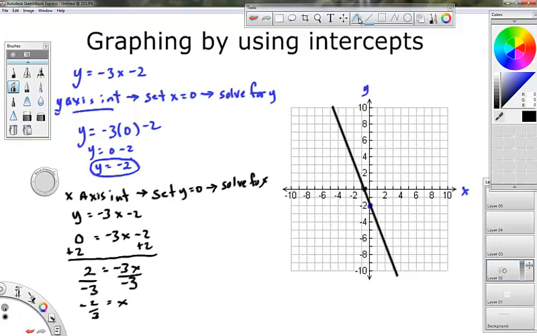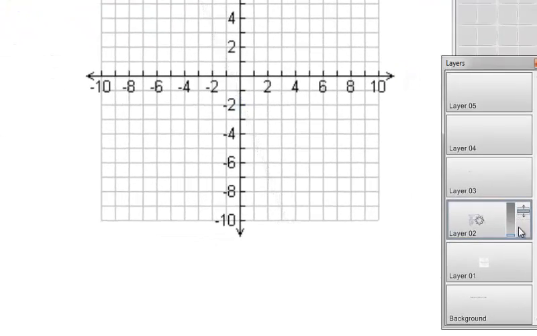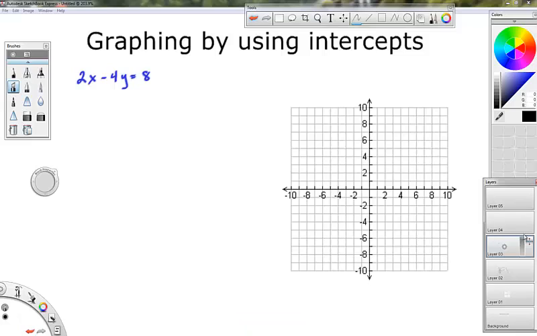And when you make lines, when you graph, make them kind of big. Don't make little wimpy lines. Don't make them go all the way through because you need to know where that thing is going. So that's it. That's the method using intercepts. Let's look at a different example. I got another one here for you right there.